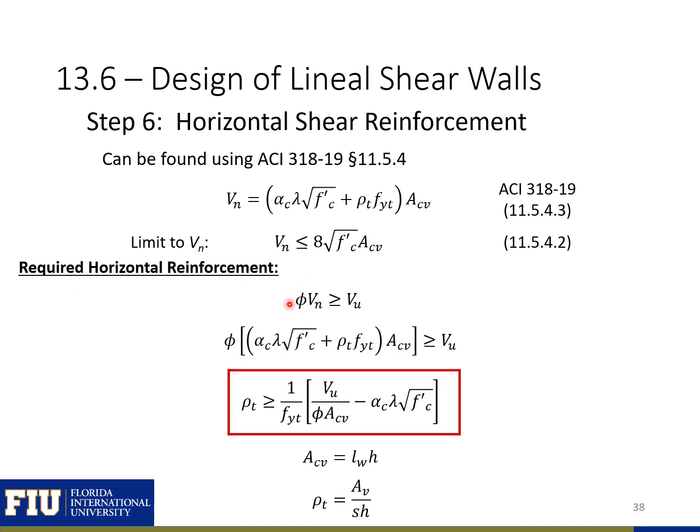Using these equations, so using our phi Vn greater than Vu and our expression for Vn, we can solve for the required horizontal reinforcement. And we can compare this value then with the minimum transverse reinforcement ratio that's required by ACI 318.